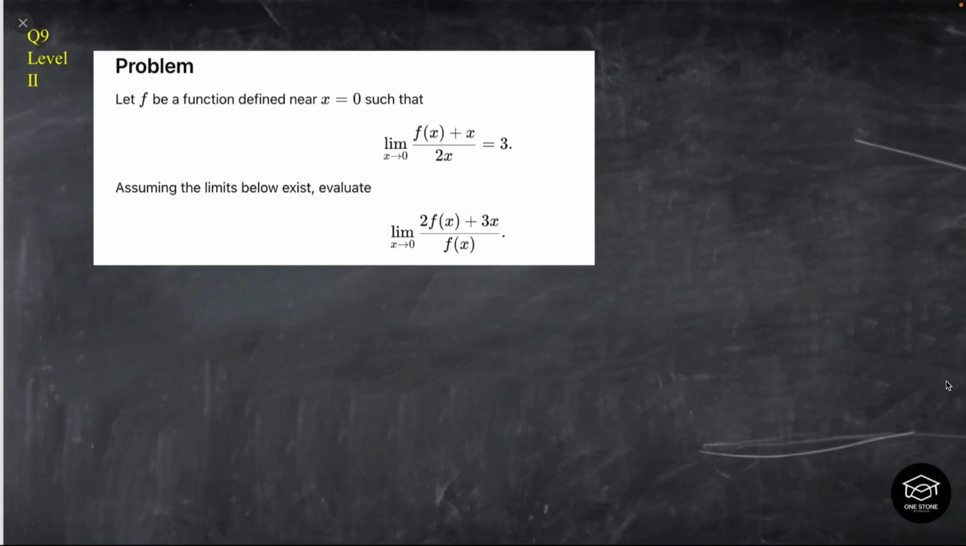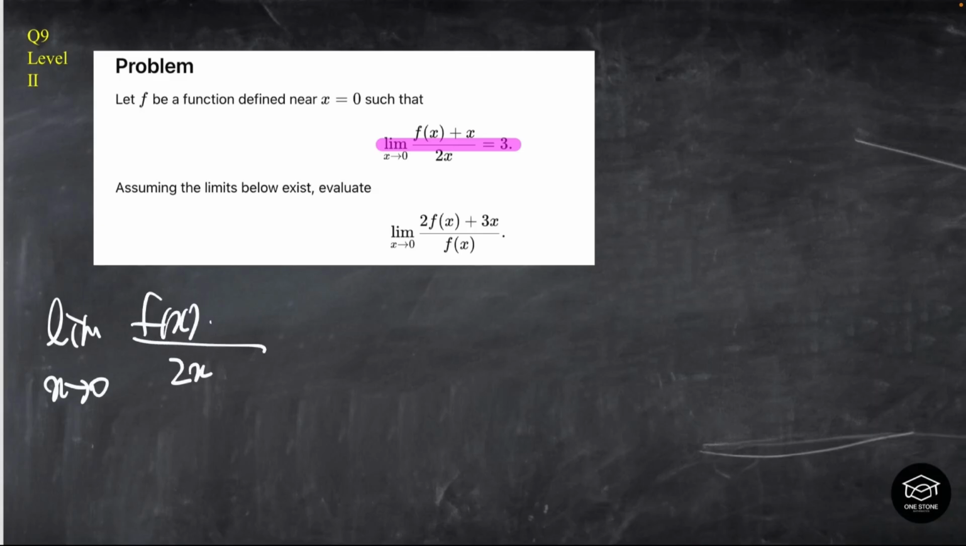To solve this problem, we start by analyzing the given condition. The limit as x approaches 0 of (f(x) + x) divided by 2x is equal to 3. Now multiply both sides of the equation by 2. That gives us the limit as x approaches 0 of f(x) over 2x plus 1/2 equals 3.